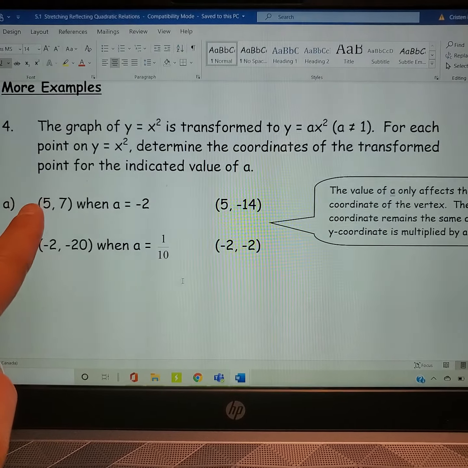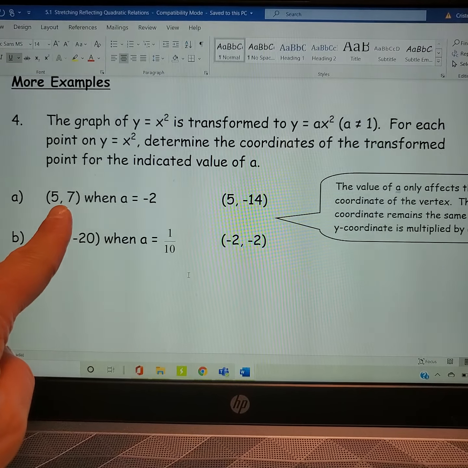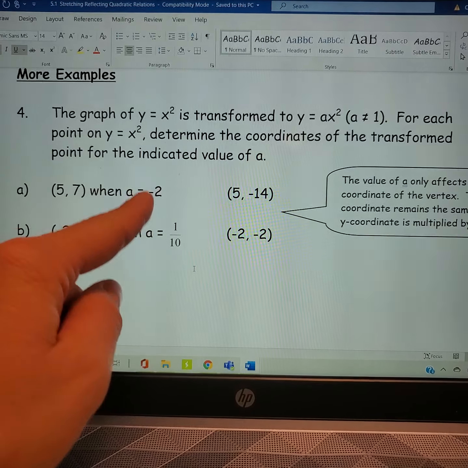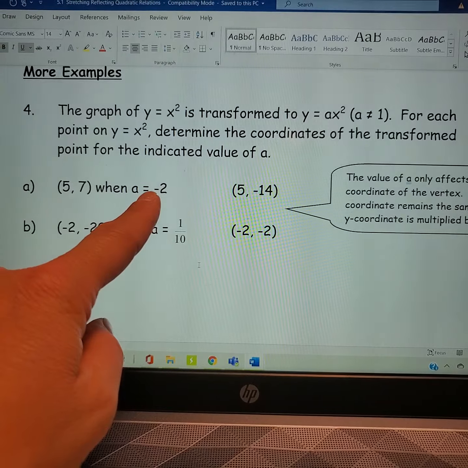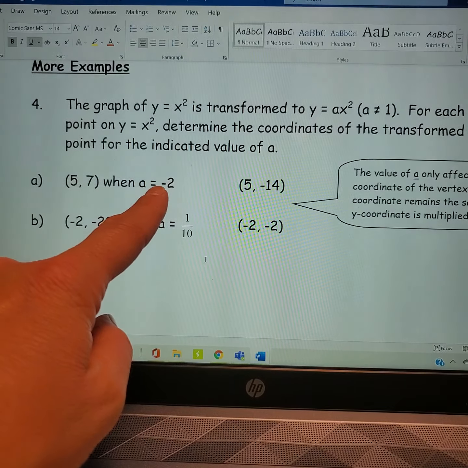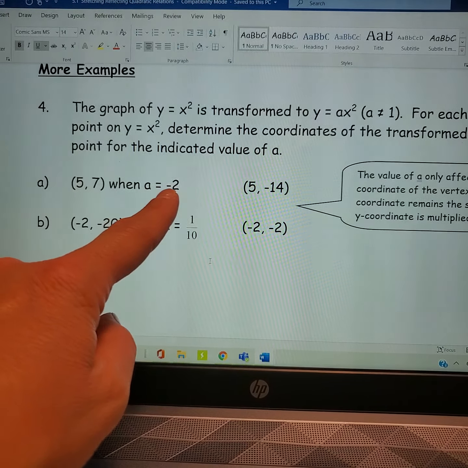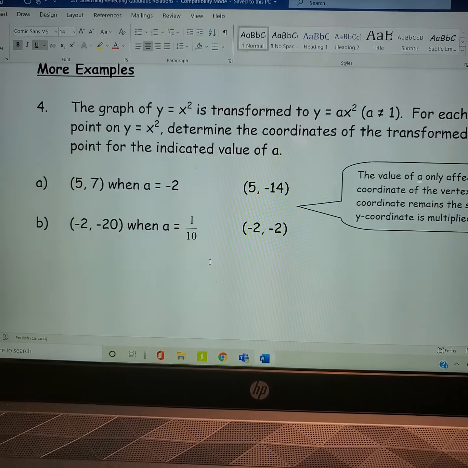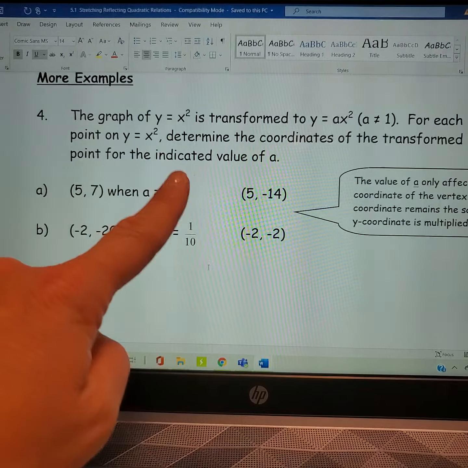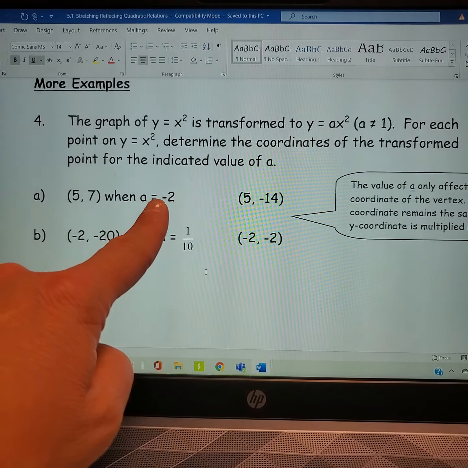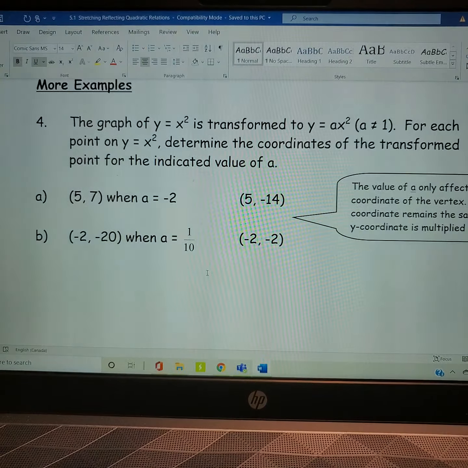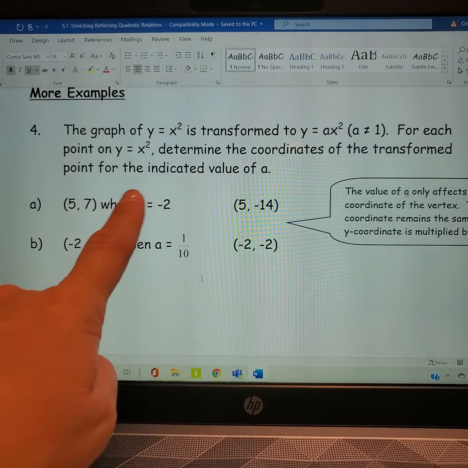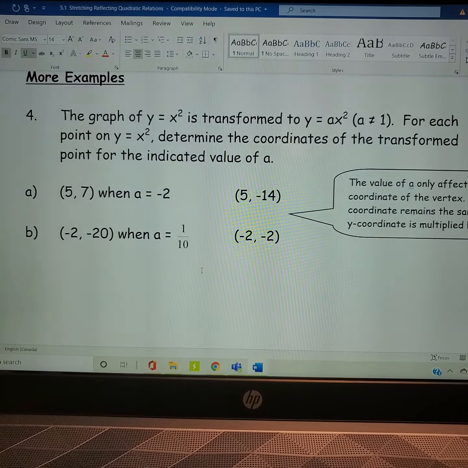So if we look at this example here, let's say that was an ordered pair on the parabola, and the a value was -2. So let's talk about what that means. If the a value was -2, that means that the parabola was reflected in the x-axis and vertically stretched by a factor of 2. So what they're saying here is this was an original ordered pair, then we did those things to the parabola. What is the new ordered pair? The x value goes unchanged, and all I did to the y value was multiply it by the a value.